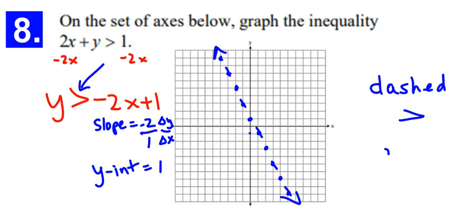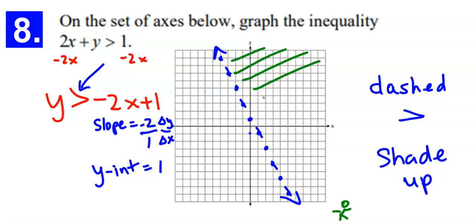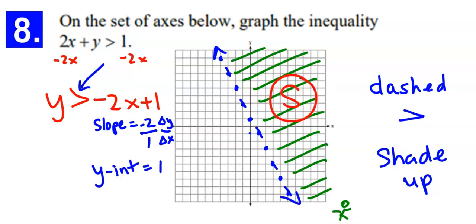Now we have to indicate which way we're going to shade. And when you're greater than, you shade up. So remember, if you're a little stick person and you're walking along this line, up would be above your head. So now we know where that zone is. It would be in this area here. So we use these little straight lines to shade the solution area. That means any possible solution would be in this shaded region, but not any point along this boundary line.